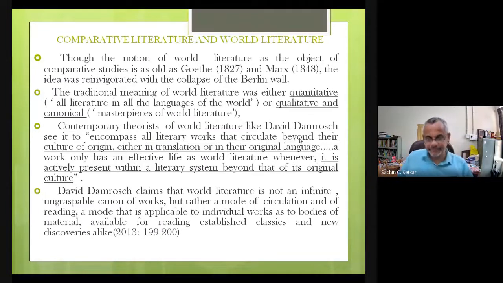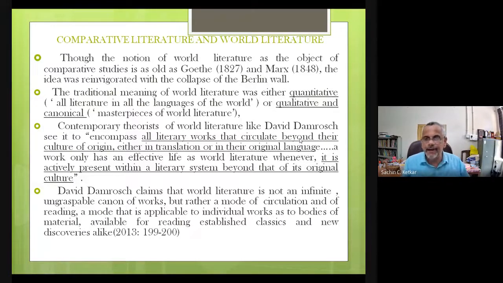After 1990, people like David Damrosch and Pascale Casanova recast the meaning of world literature. David Damrosch says that world literature encompasses all literary works that circulate beyond their culture of origin, either in translation or in their original language. A work only has an effective life as world literature whenever it is actively present within a literary system beyond that of its original culture. World literature is not an infinite, ungraspable canon of works, but rather a mode of circulation and reading, a mode that is applicable to individual works as to bodies of material available for reading, established classics and new discoveries alike.